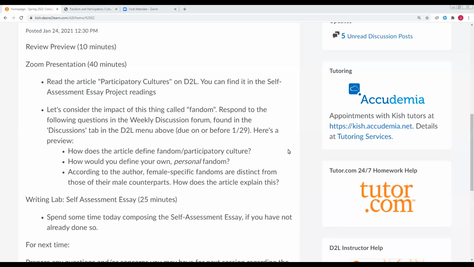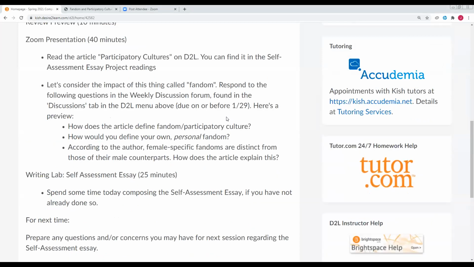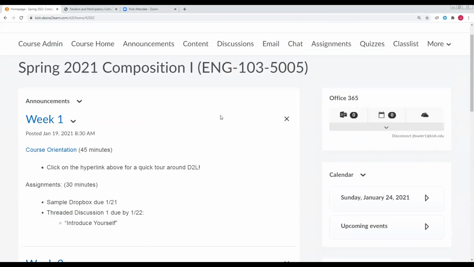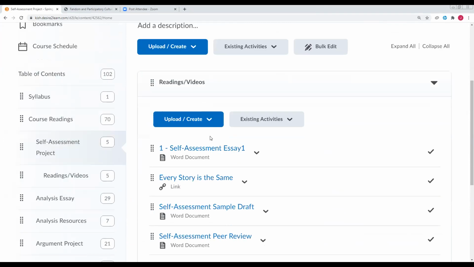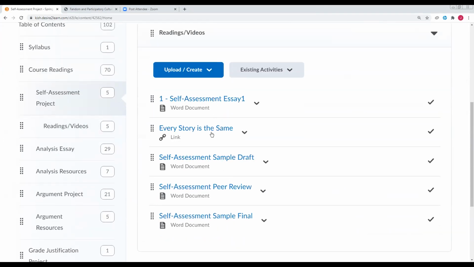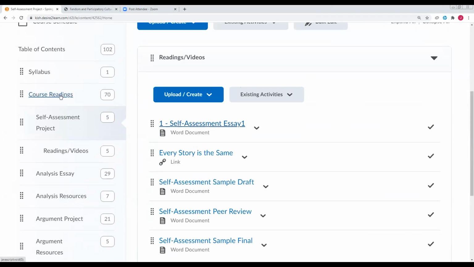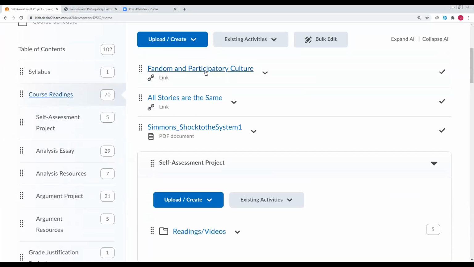So the first thing I want to do is gravitate toward the article Participatory Cultures. To do that, and again, this is part of the review, I'm going to navigate to the course content tab. So you don't get a course admin, so it'd be the third tab from the left-hand side. And there under course content, we've got the readings and videos assigned with this content. We also have course readings available here so that you can find fandom and participatory culture right away. I've already got it loaded up, so I'm going to go ahead and click on that.